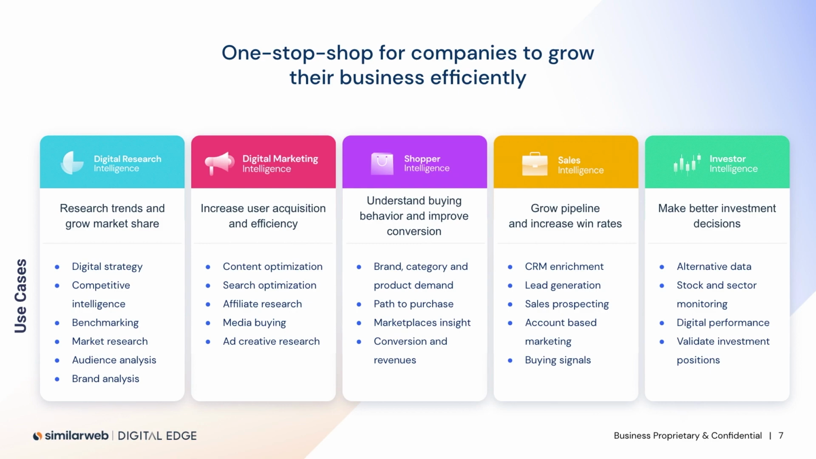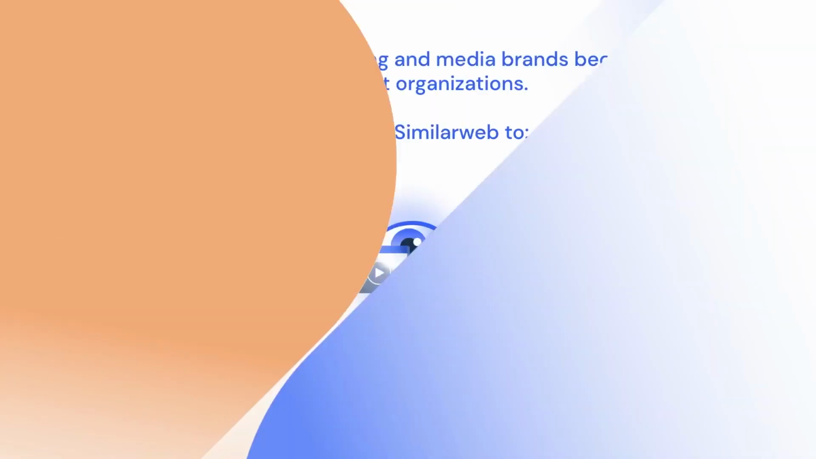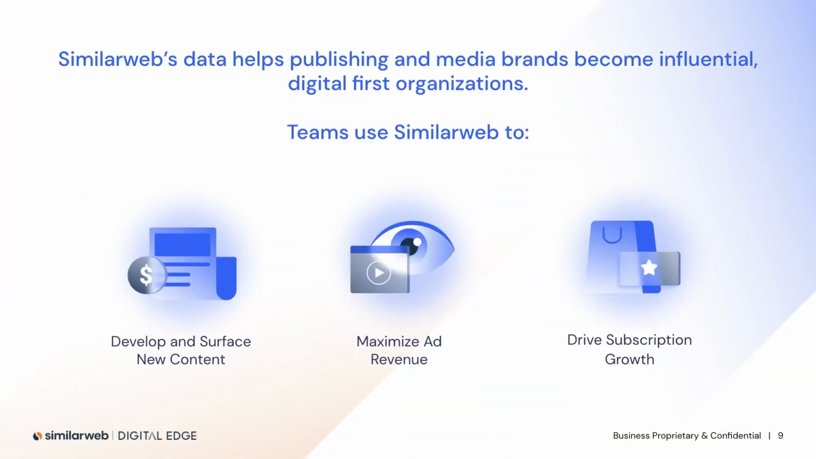But let's take an example. Let's talk about the publishing and media industry. For the publishing and media industry, there are really 3 pillars that are critical to build their smart growth. The first one is that media and publishers develop content, right? So Similarweb helps them develop and surface the right content, the freshest content that their audience will be attracted by.